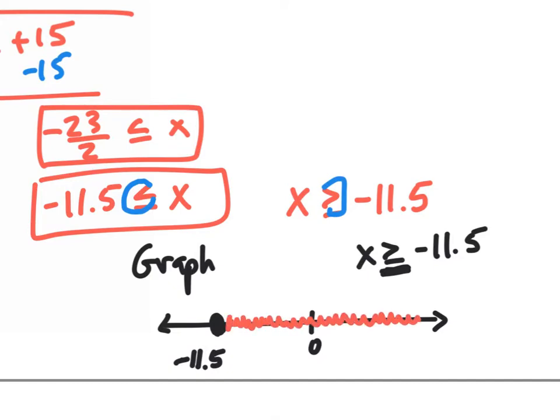The reason why I put x on the left, x is greater than or equal to negative 11.5, is that when the variable's on the left, the arrow shows you what direction to shade. Or you can think about it. Doesn't really matter.